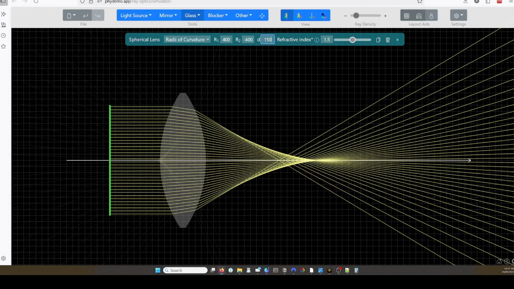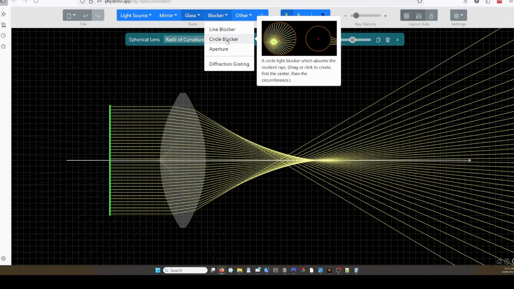Now, let's draw a spherical lens, a glass lens in the simulator, like this, and we can see what happens now with a real spherical lens. The rays of light don't focus to a point. They're sort of focused across an area or a distance. So this variation in focus point is called spherical aberration.